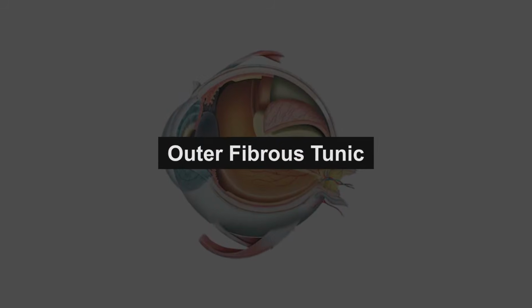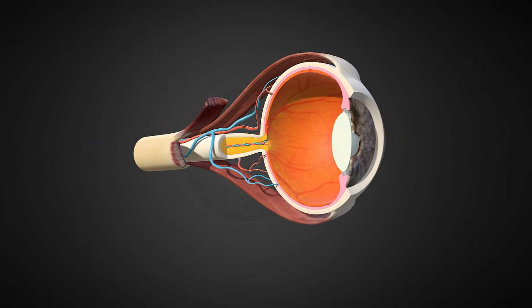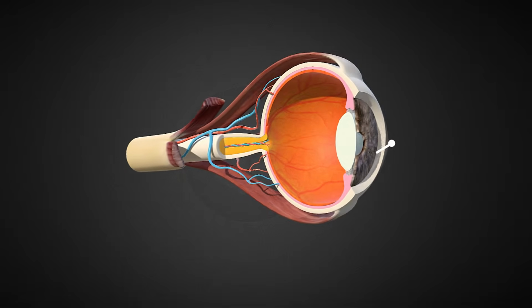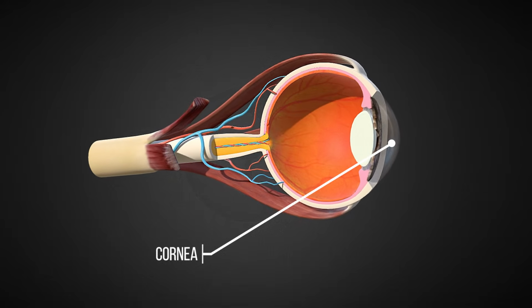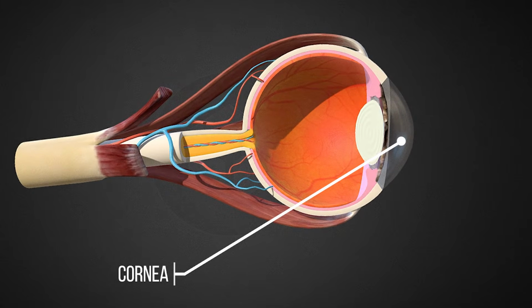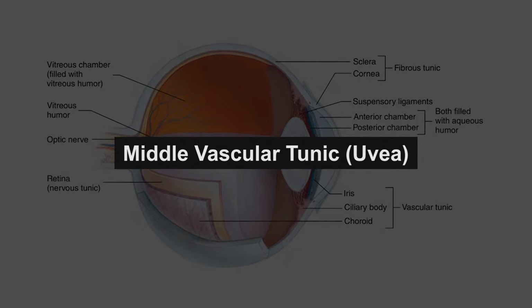Outer fibrous tunic. The outer fibrous tunic consists of the sclera and the cornea. The sclera is a dense white protective layer that maintains the shape of the eyeball and provides an attachment for the eye muscles. In contrast, the cornea is a clear dome-shaped structure that covers the front of the eye. Its curvature and transparency are essential for refracting light, directing it through the pupil and onto the internal structures for accurate focusing.